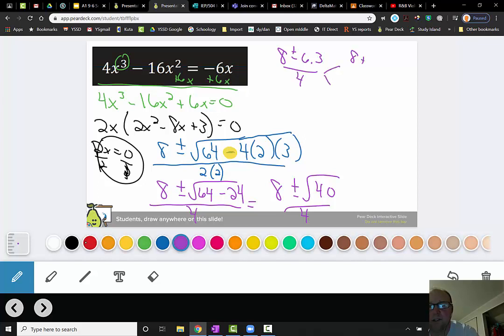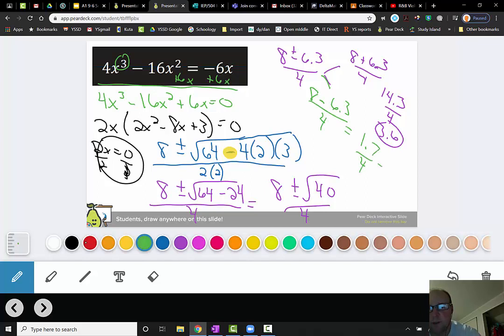8 plus 6.3 over 4. That gives me 14.3 over 4. And based on my calculation here, it's going to be 3.6. Alright, let's pick a different color here just so you can see these. 8 minus 6.3 over 4. That's going to give us 1.7. Still have to divide it by 4. And rounding, we're going to get 0.4.